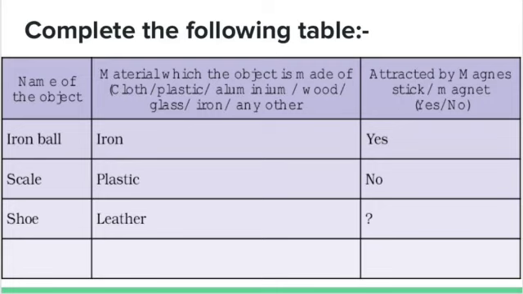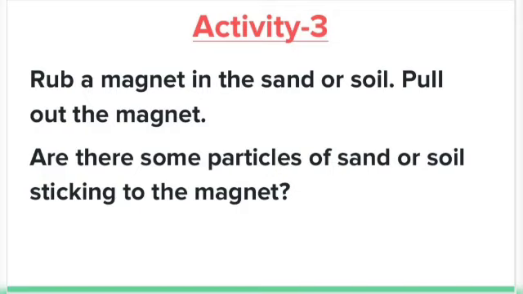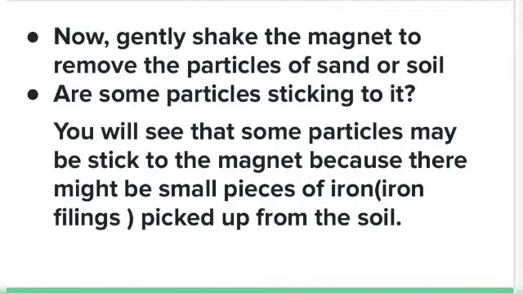Okay. Now activity number 3: rub a magnet in the sand or soil and then pull out the magnet. When you pull out the magnet, are there some particles of sand or soil sticking to the magnet? Now gently shake the magnet to remove the particles of sand or soil. Are some particles still sticking to it?